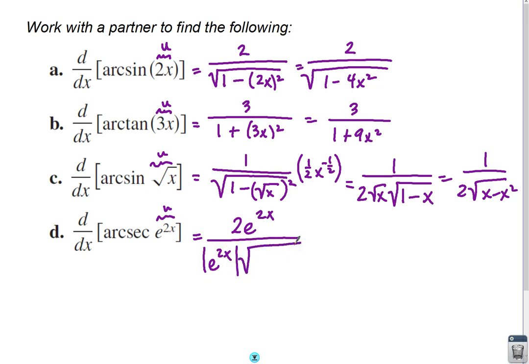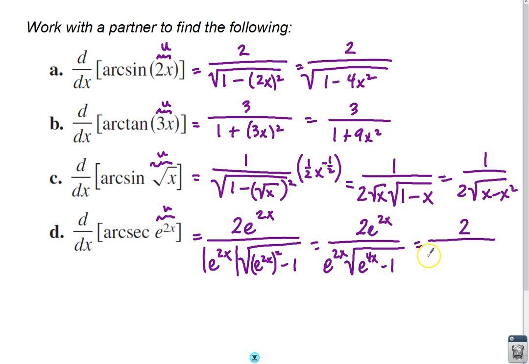And then this is going to be u squared minus 1, so e to the 2x squared minus 1. So if I wanted to clean this up here, remember these absolute value bars kind of drop away. So I've got 2 e to the 2x over e to the 2x square root. e to the 2x squared is going to become e to the 4x minus 1. Notice these two things will cancel out, so you are left with 2 over square root e to the 4x minus 1.